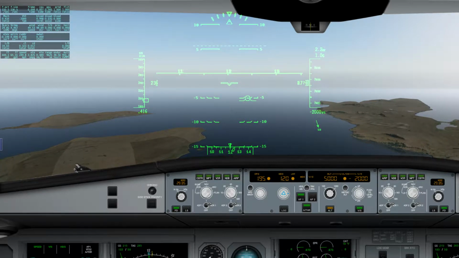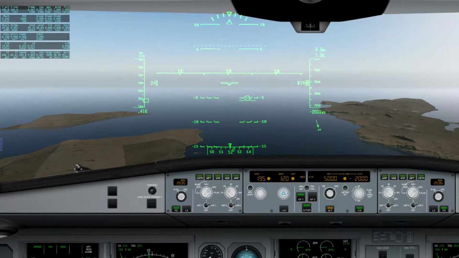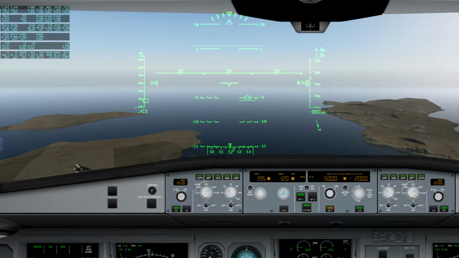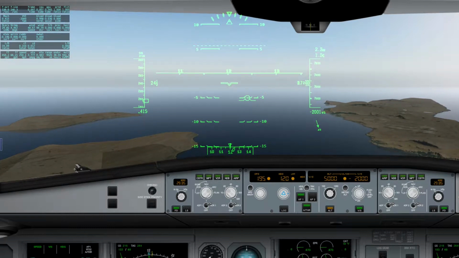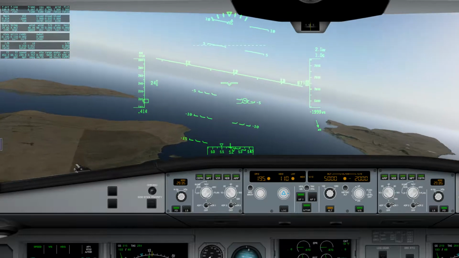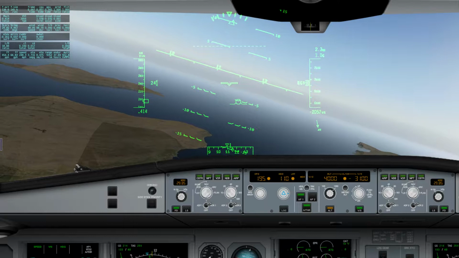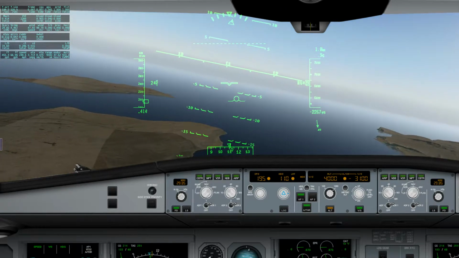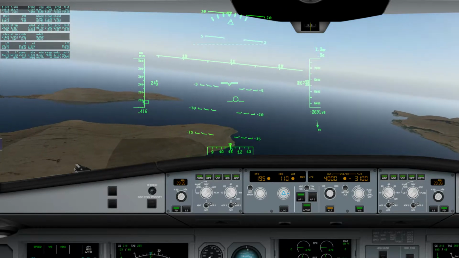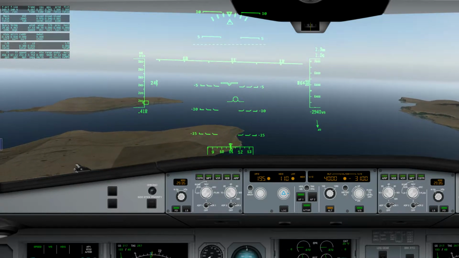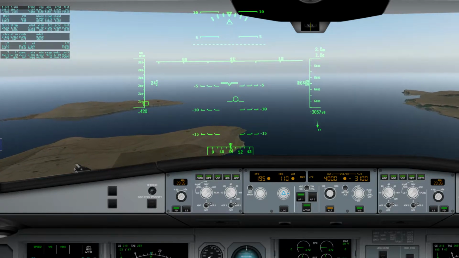So in order to show that, we've set up the simulator here. We're flying around the Faroe Islands, and we have a 49-50 knot wind or so that we're flying into right now. We'll descend quickly to about 4,000 feet and then make a sharp climb at a low airspeed and bring the plane to 10 degrees angle of attack.